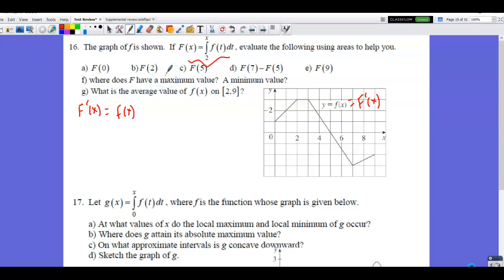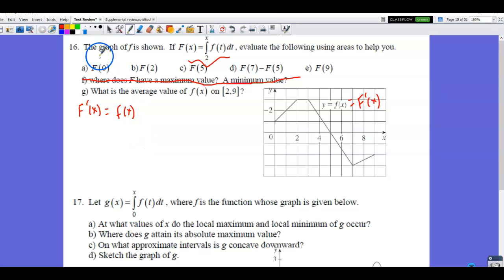Let's see, are they looking for local or absolute? I don't think that question is clear whether they want absolute or relative. So I'm actually going to tell you guys not to do letter F. I'm going to throw that out, so I need to make myself a note.